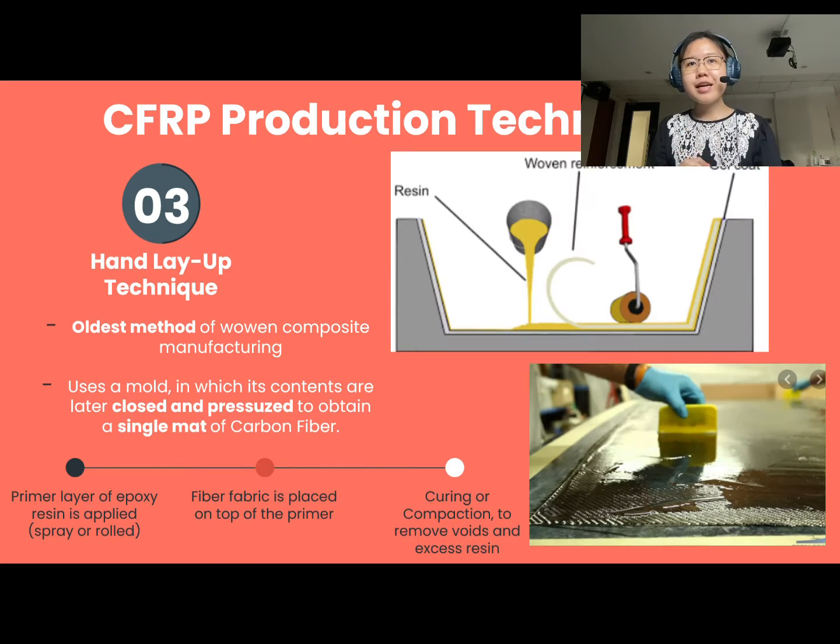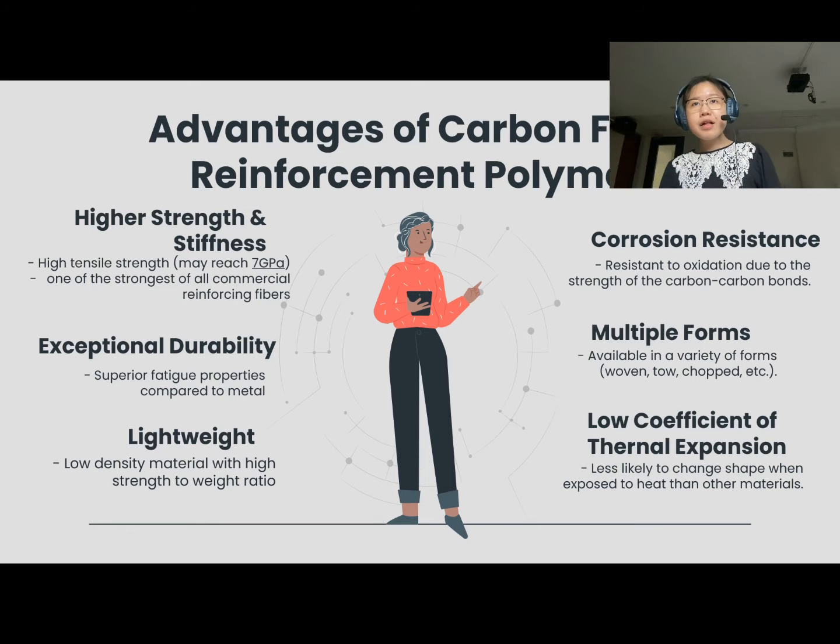The third production technique is the hand layup technique, which is the most traditional one, the oldest one, where the resin is placed first in a mold, and then a fiber fabric is placed on top of the primer, and then it is being cured and compacted to remove any excess voids, and this produces a single mat of carbon fiber. The following are the advantages of carbon fiber reinforcement polymer.